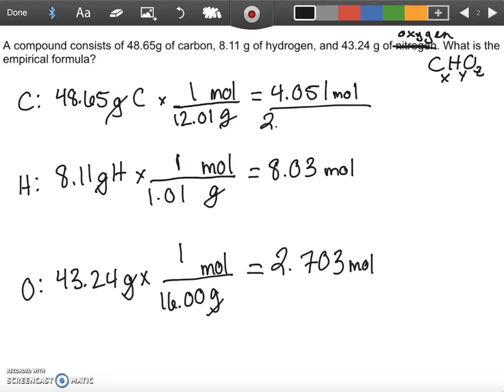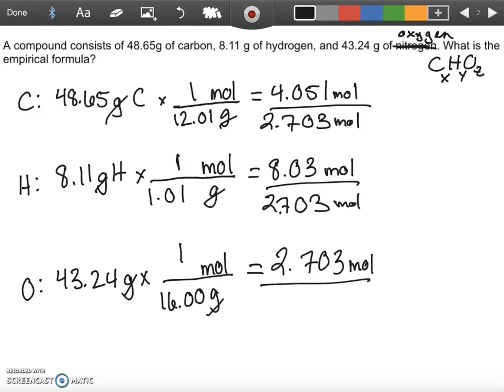4.051 divided by 2.703 mole. 8.03 divided by 2.703 mole. 2.703 divided by 2.703 mole. This is going to get us our simplest ratio. Alright, let's go ahead and divide it out. Don't forget these moles will cancel here. 4.051 divided by 2.703 comes out to be about 1.5.